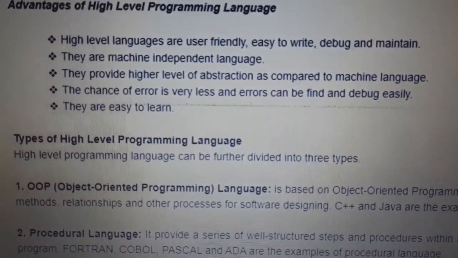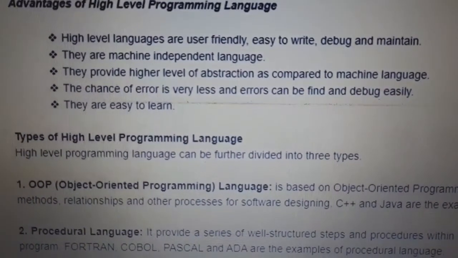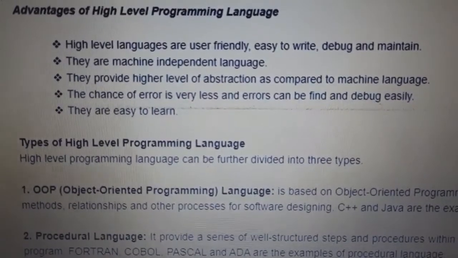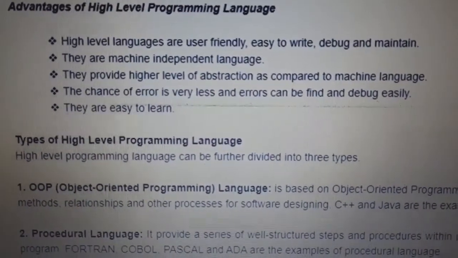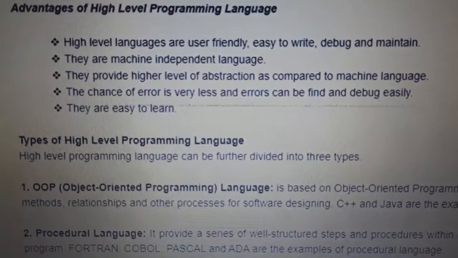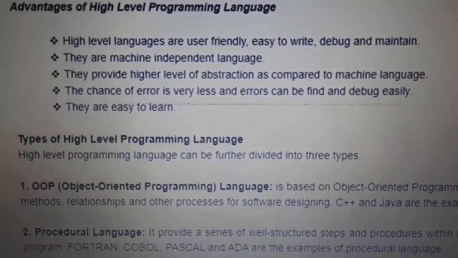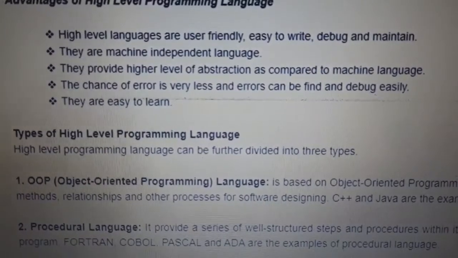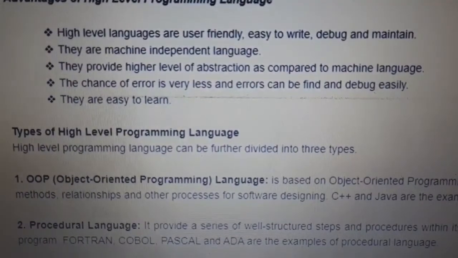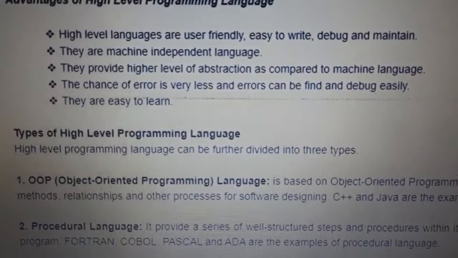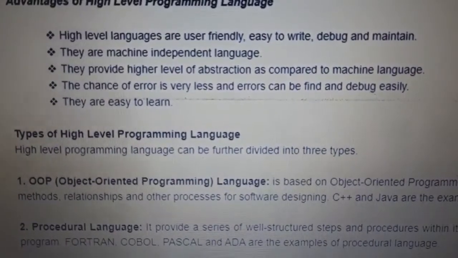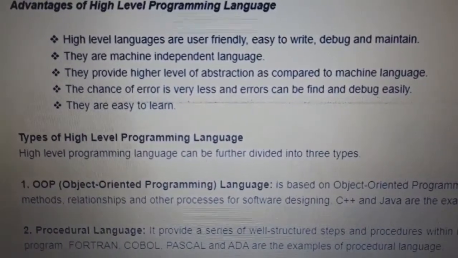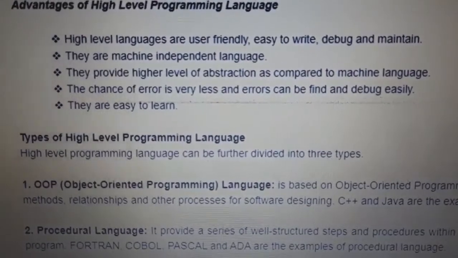High level languages are user friendly, easy to write, debug, and maintain. They are machine independent languages. They provide a higher level of abstraction as compared to machine language. The chance of error is very less and errors can be found and debugged easily. And they are easy to learn.